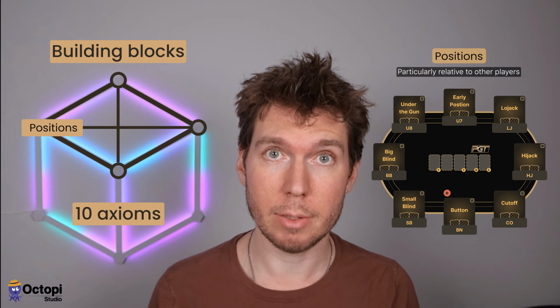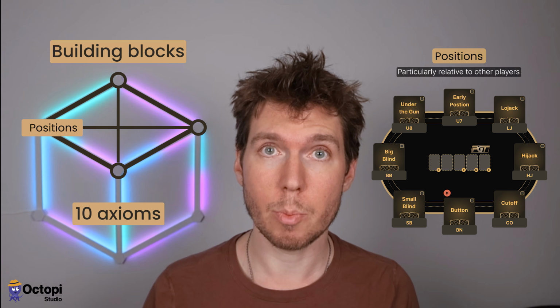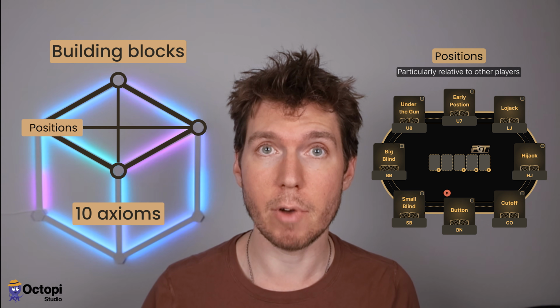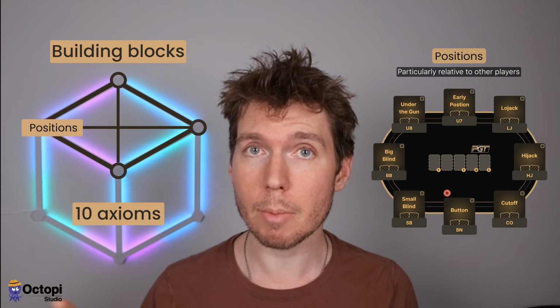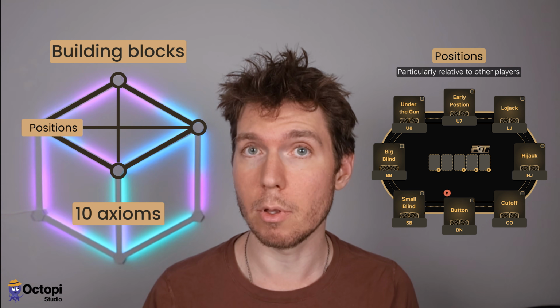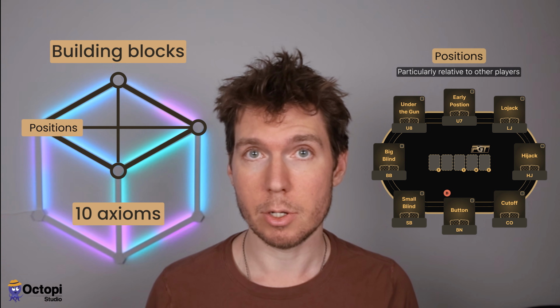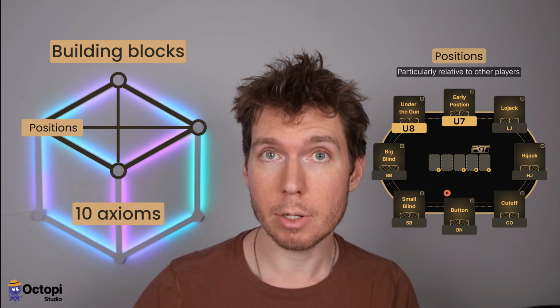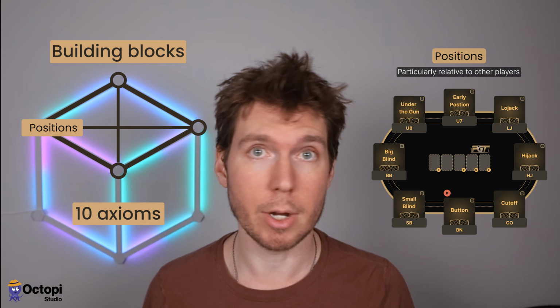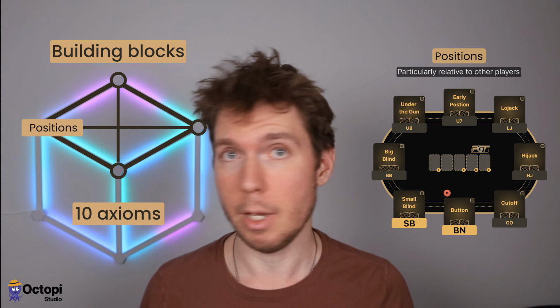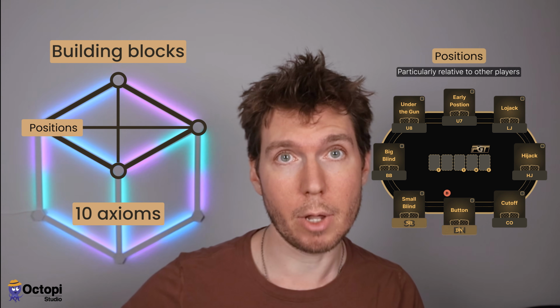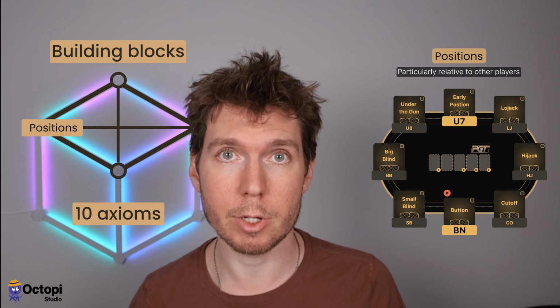So these 4 building blocks are position, in particular your position relative to that of other people at the table, because that is often one of the largest considerations in range building, which we're going to get into. So 2 players playing in early position is significantly different than 2 players playing in late position, is significantly different than 1 player in early position and 1 player in late position. So that's the first one, position.